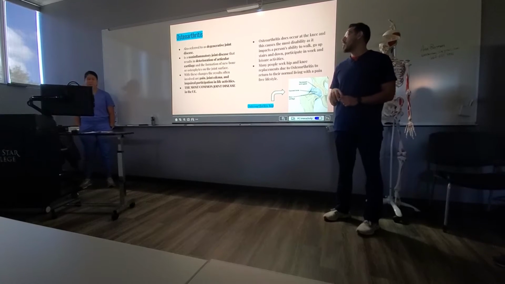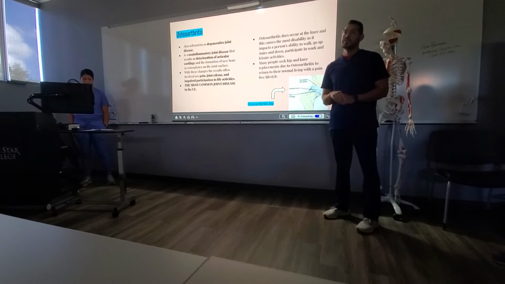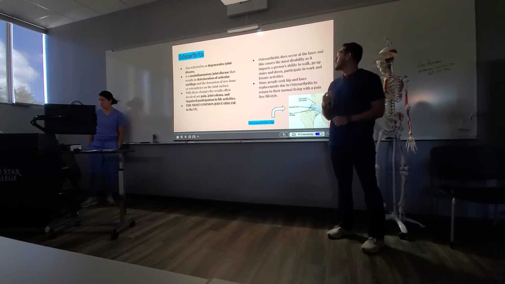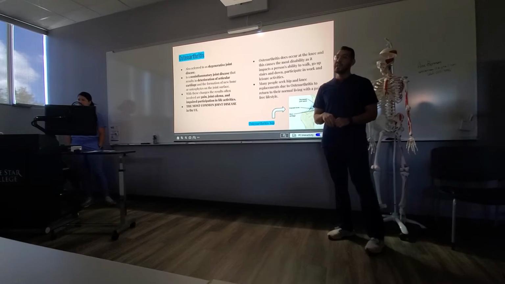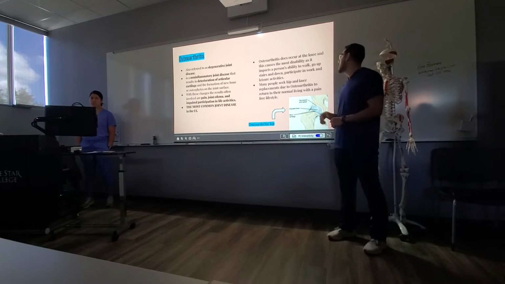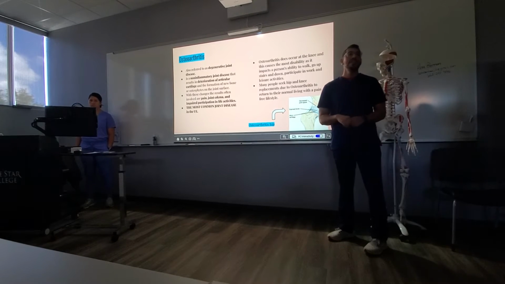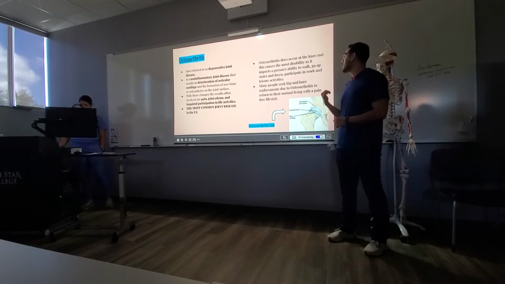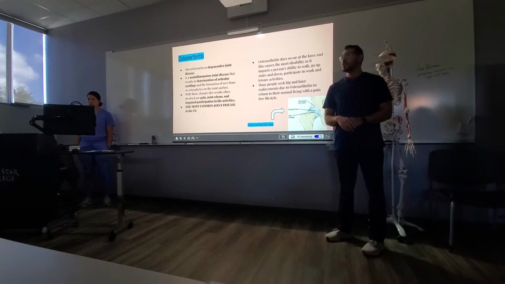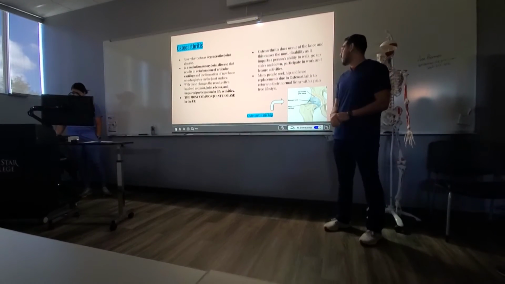It is the most common joint disease of the upper extremities. Osteoarthritis does occur at the knee, and this causes the most disability as it impacts someone's ability to walk, go upstairs, and participate in work and leisure activities. Many people seek hip and knee replacements due to osteoarthritis to return to their normal living with a pain-free lifestyle.